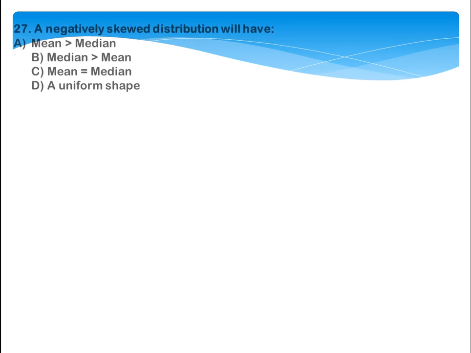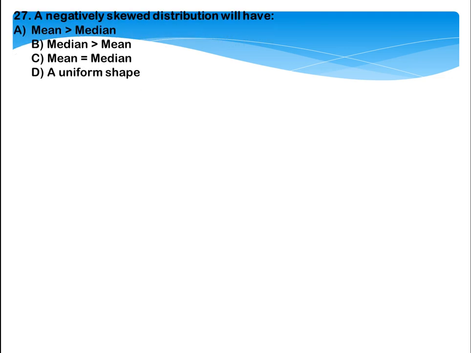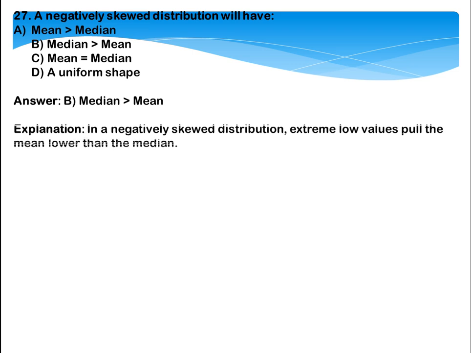27. A negatively skewed distribution will have: A. Mean > median. B. Median > mean. C. Mean equals median. D. A uniform shape. Answer: B. Median > mean. Explanation: In a negatively skewed distribution, extreme low values pull the mean lower than the median.